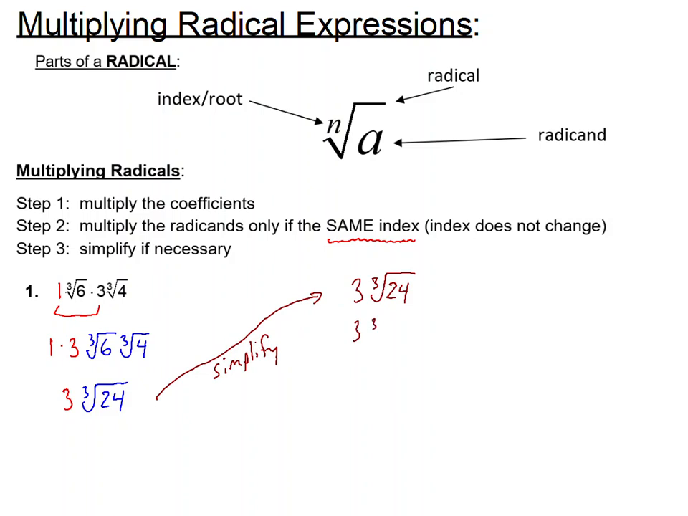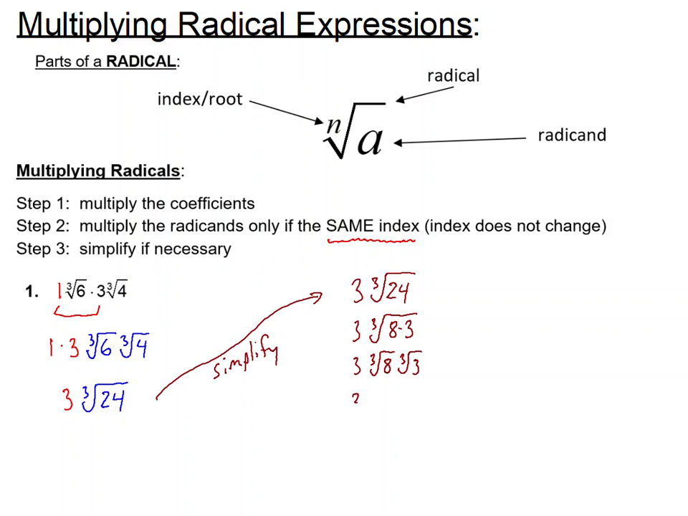What I'm going to do is rewrite the 24 into 8 times 3 because the cube root of 8 is one of our special perfect cubes. I like to write the cube root of 8 and the cube root of 3 individually. That helps me.